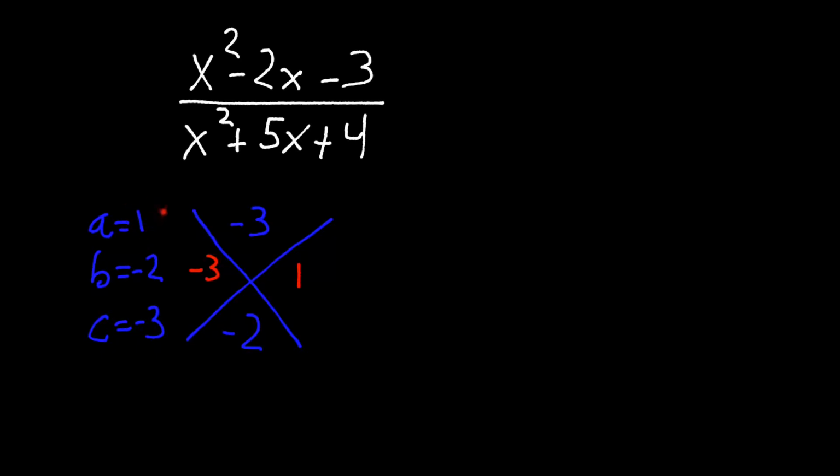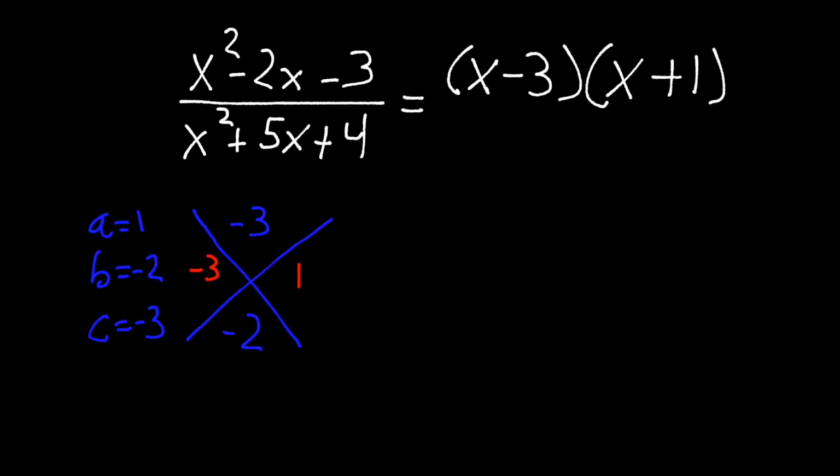We divide by A if A is not 1. So since A is 1, we don't have to divide by it. These are pieces of our factors, and what this turns out to be is x squared minus 2x minus 3 is the same thing as x minus 3 times x plus 1. There are the factors that multiply out to this trinomial. Now we're going to do the exact same thing to the bottom.